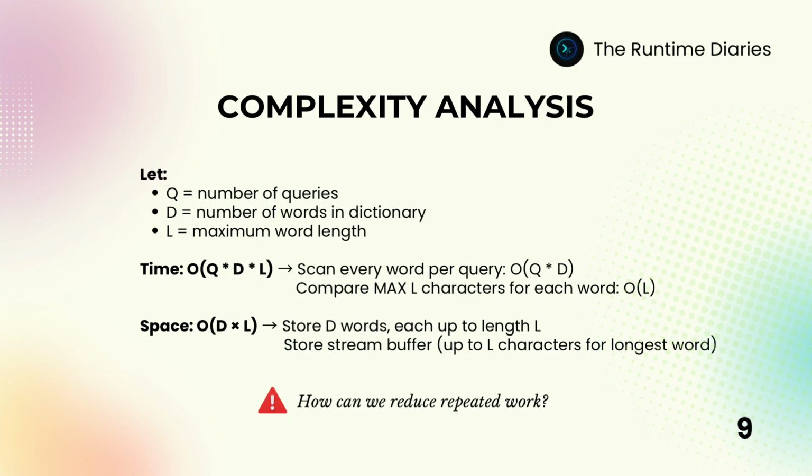Let's plug in realistic numbers. So let's say Q equals 10,000 queries, D equals 1,000 dictionary words, and L equals 10 max word length. That's 10,000 times 1,000 times 10, which equals 100 million operations. 100 million character comparisons. That's way too much. And notice the real problem. We're rescanning the entire dictionary on every single query. We're doing the same work over and over again. There has to be a better way.